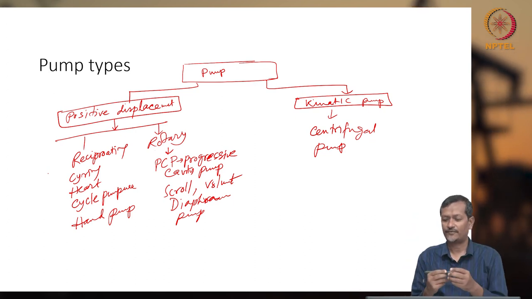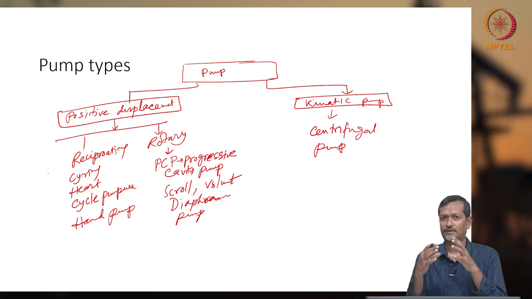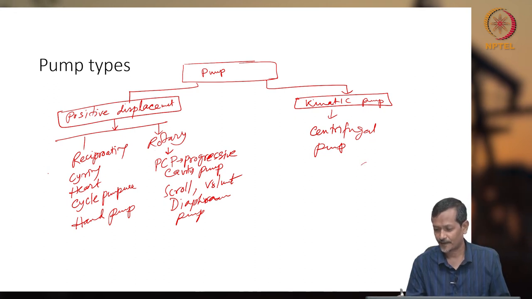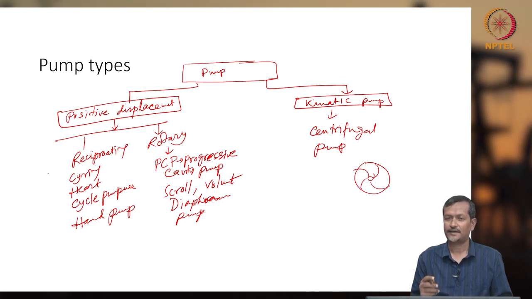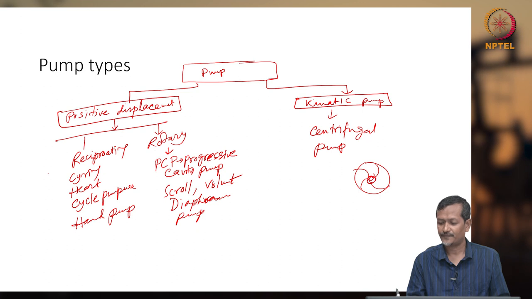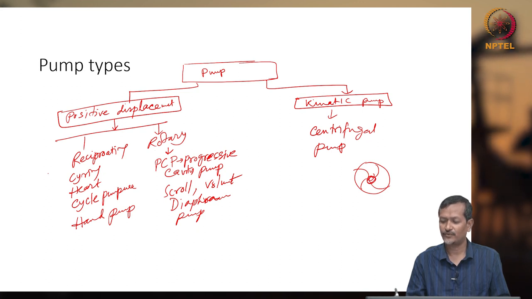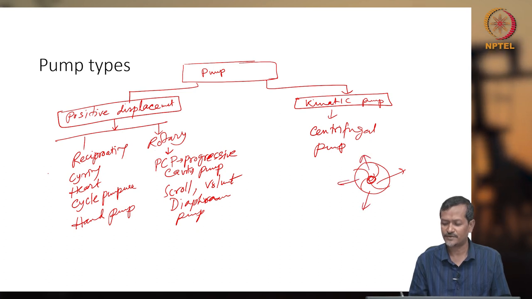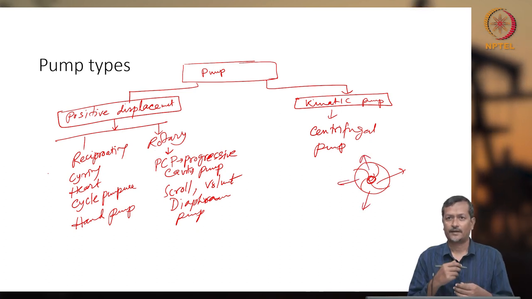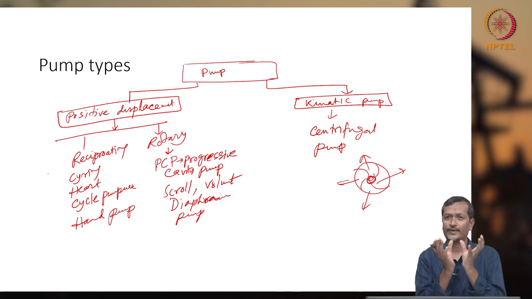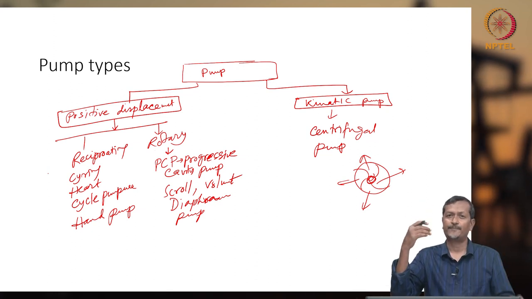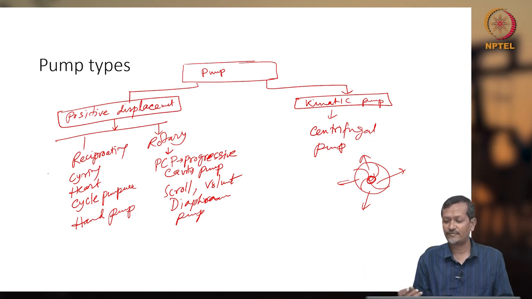Okay, and if I have a certain mechanism called an impeller, the impeller will have certain flow channels like this, and at the impeller center, this is the inlet, it takes in a certain amount of fluid. If you rotate at very high speed, the fluid will go away from the center because of centrifugal action. Now, when the fluid is going away, you collect that high velocity fluid and deliver it somewhere else. This is called a centrifugal pump.